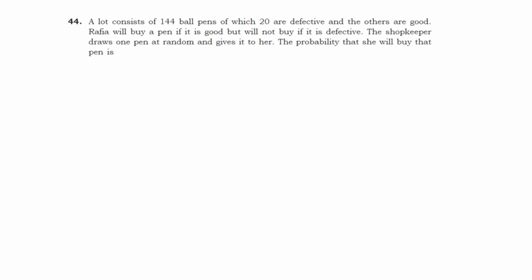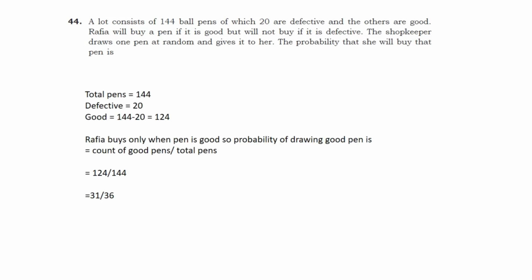So next question. A lot consists of 144 ball pens, of which 10 are defective and the others are good. Rafia will buy a pen if it is good, but will not buy it if it is defective. The shopkeeper draws one pen at random and gives it to her. The probability that she will buy that pen is. Here the question is very easy, but the question preparer wants to confuse you, so he adds some extra names, some paragraph. That's it.